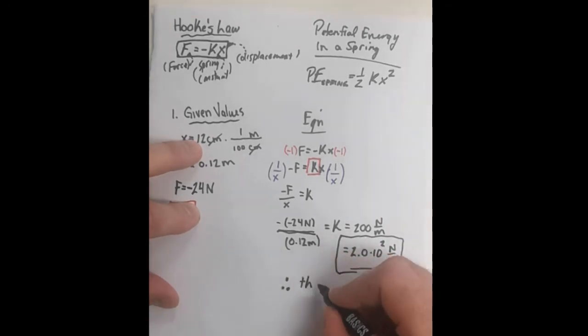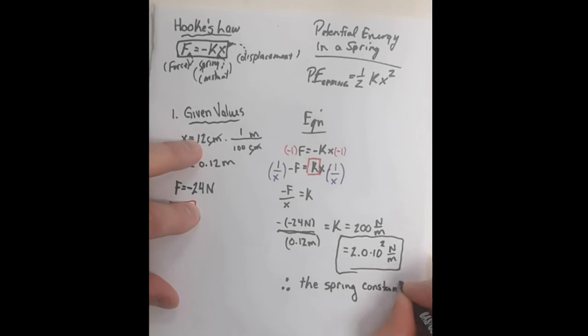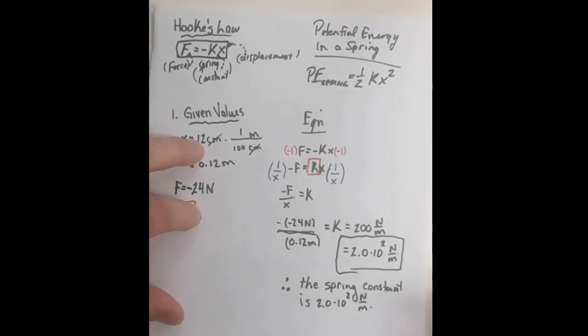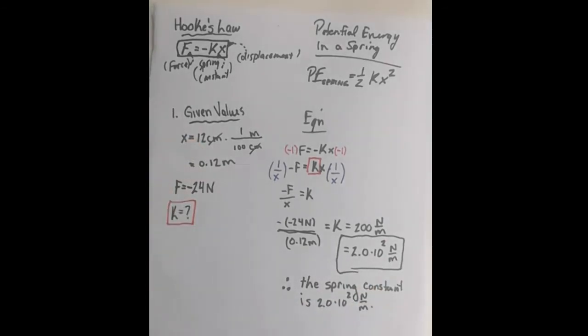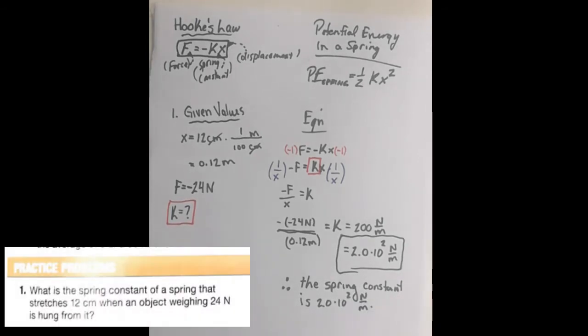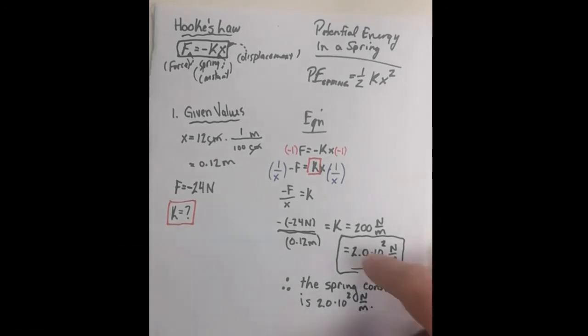Therefore, the spring constant is 2.0 times 10 to the 2 newtons over meters. If you have a word question, we should probably have a word answer. What is the spring constant of a spring that stretches 12 centimeters when an object weighing 24 newtons is hung from it? The spring constant is 2.0 times 10 to the 2 newtons over meters.